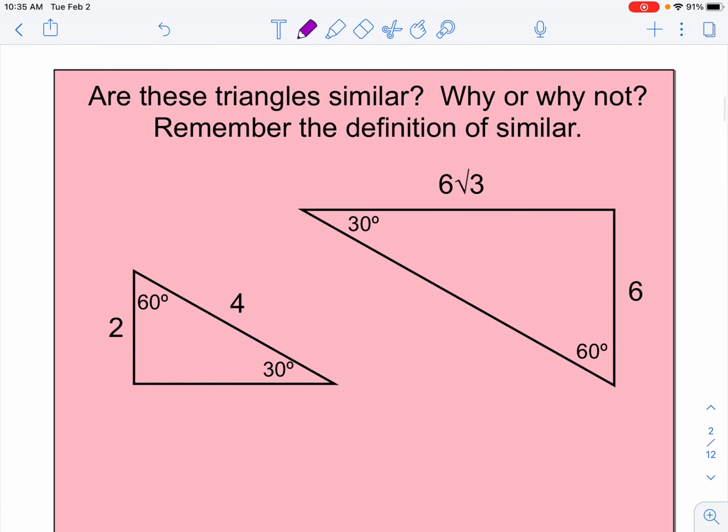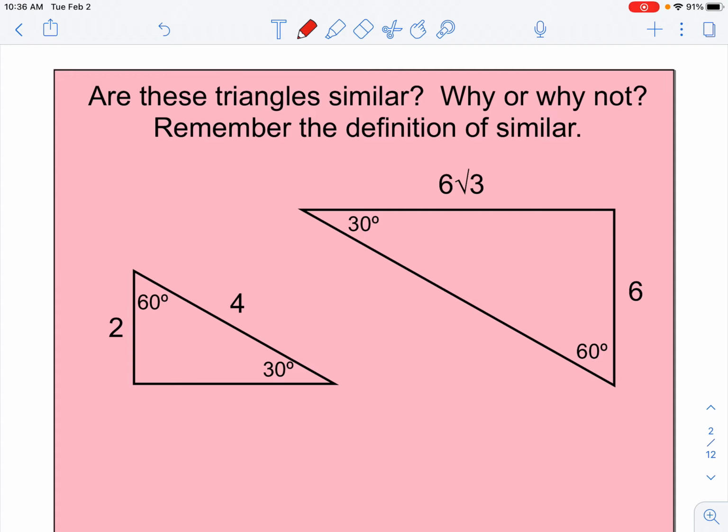Are these two triangles similar? Why or why not? This is what we did in the last lesson. Can you figure it out? So I'd like you to pause the video to see if you know how to show or verify that two triangles are similar, and then restart the video when you're done to make sure you have the correct answers and work.